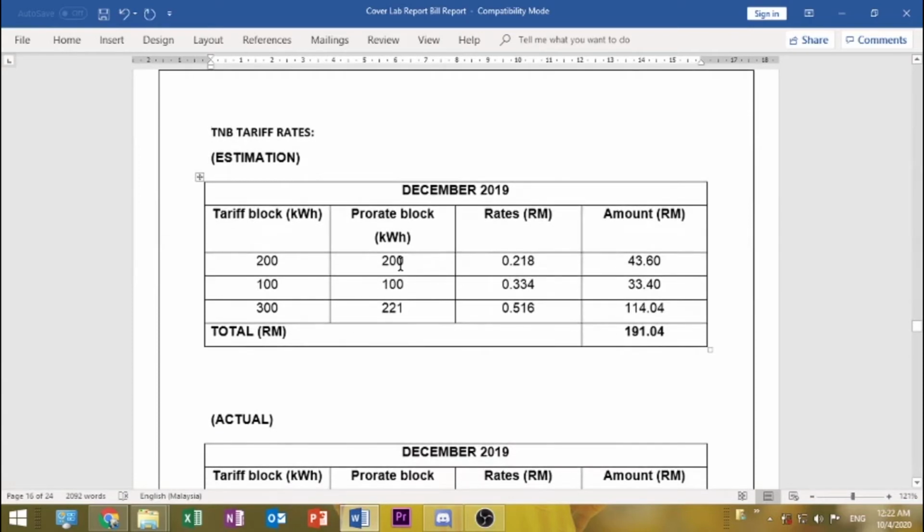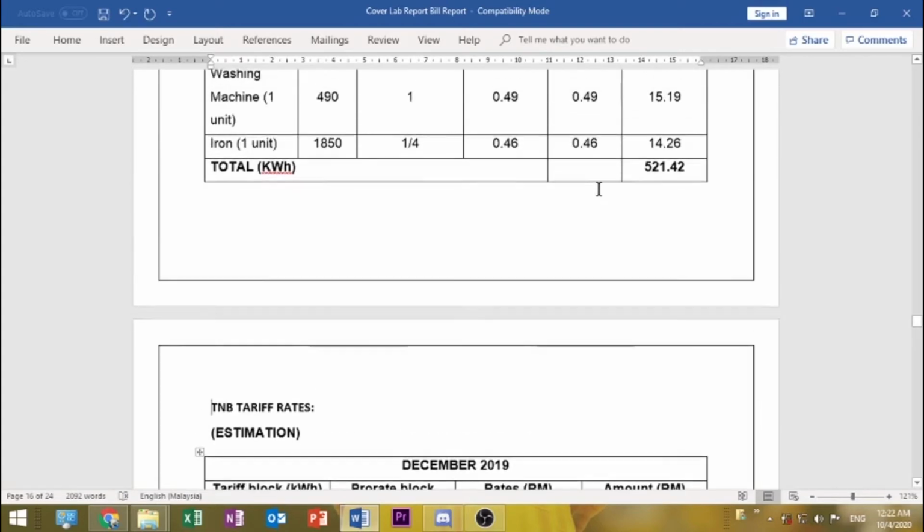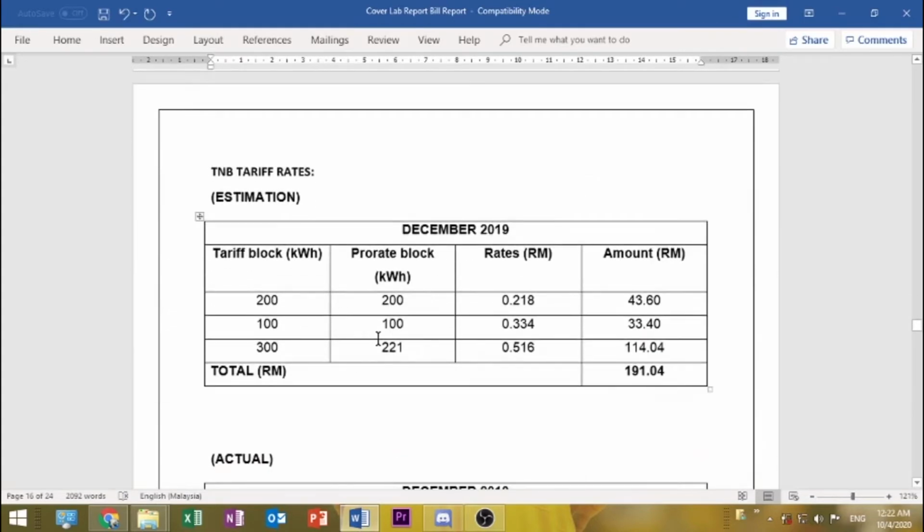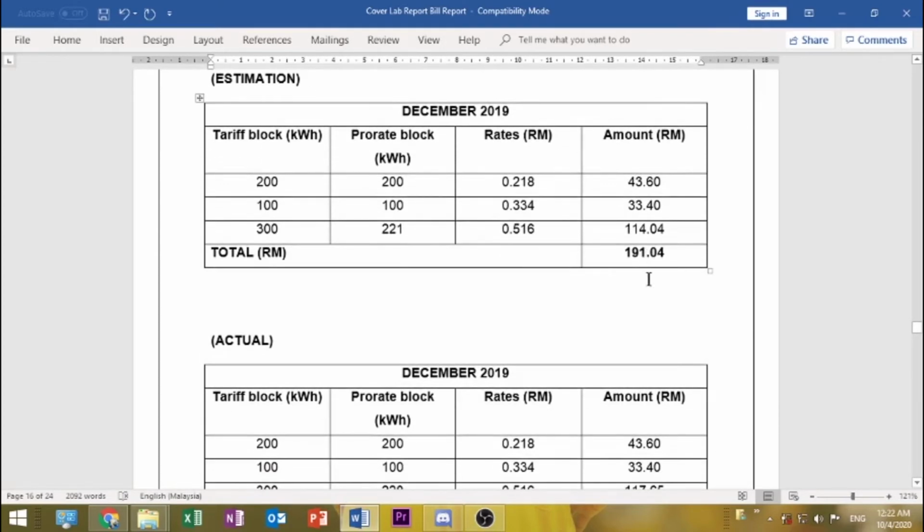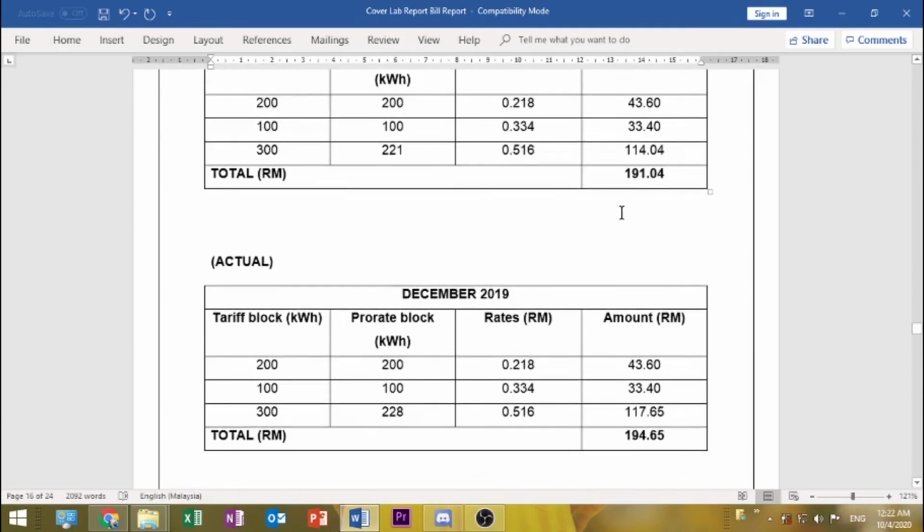For the estimation of the TNB tariff rates, I took the number of prorate blocks like I did in the upper calculations, divided them into 3 groups and times them with the rates, and the end product was 191 ringgit and 4 cents, which was a bit off from the actual bill, but a close estimation.